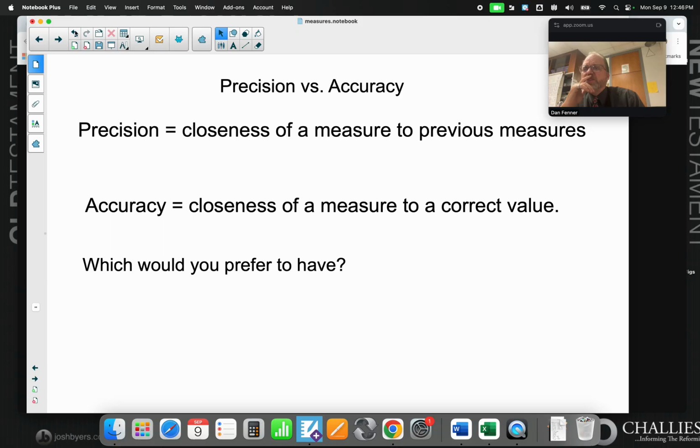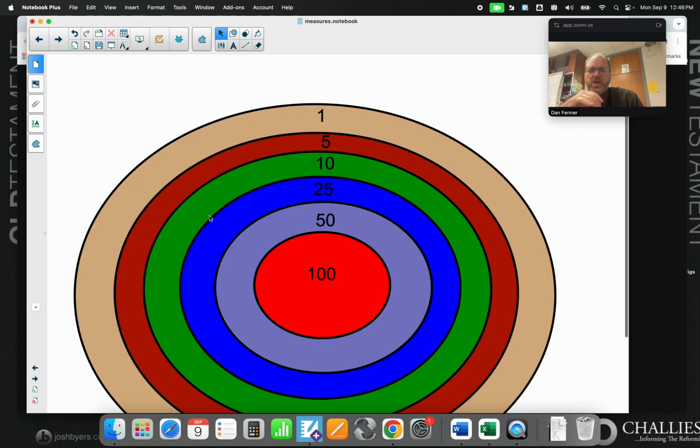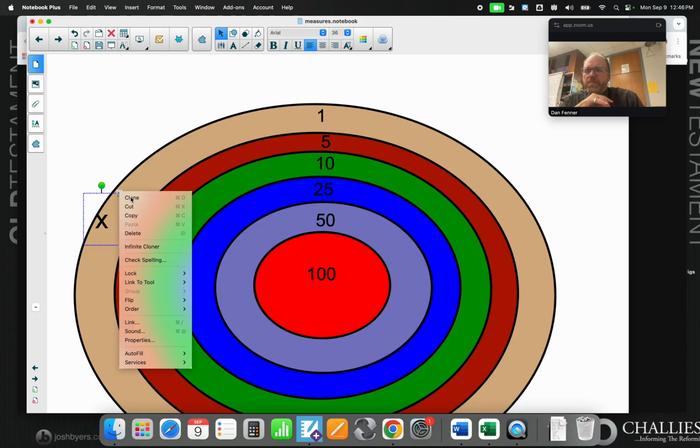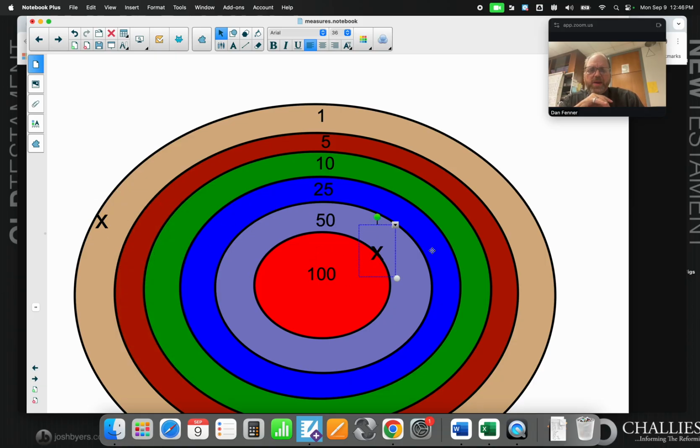Well, let's do an example. Let's say we have a target here, and I get X. So I get one shot with my X, and I get it here. Is that very accurate? No, not at all. Second shot, let's say I'm right here. Again, we're getting better, but still not accurate. Third shot, we put it right here. Man, that's dead on.